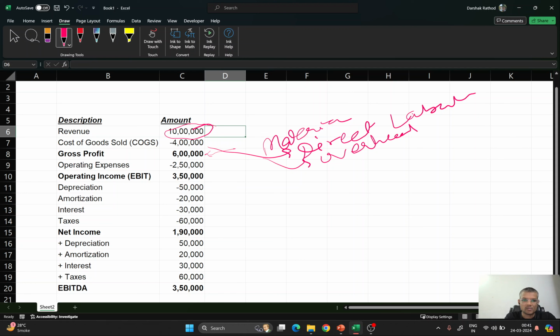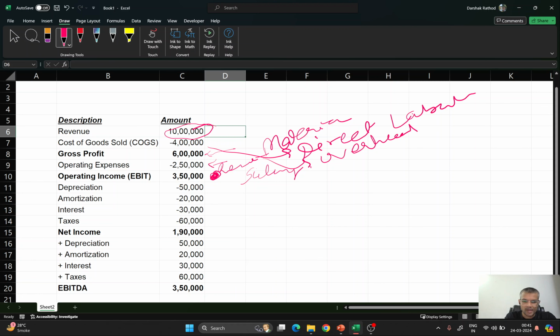And there are also some operating expenses. Operating expenses are those expenses which are required for running the business, for example, rent, salaries for the employees, and some other things like office expenses. Those are included in operating expenses. So if we deduct this, then we will get EBITDA. So this is EBITDA.